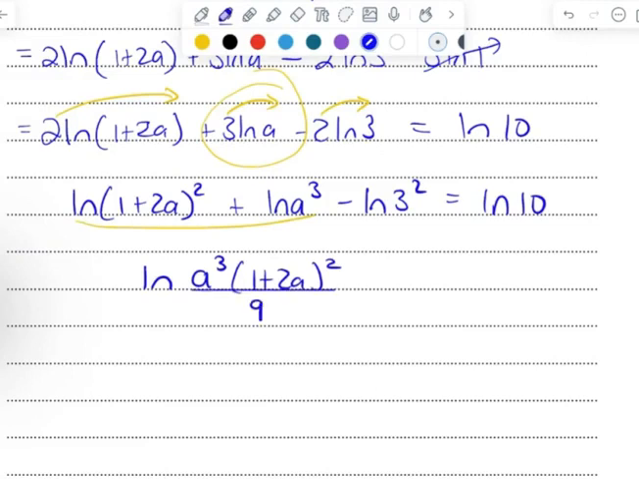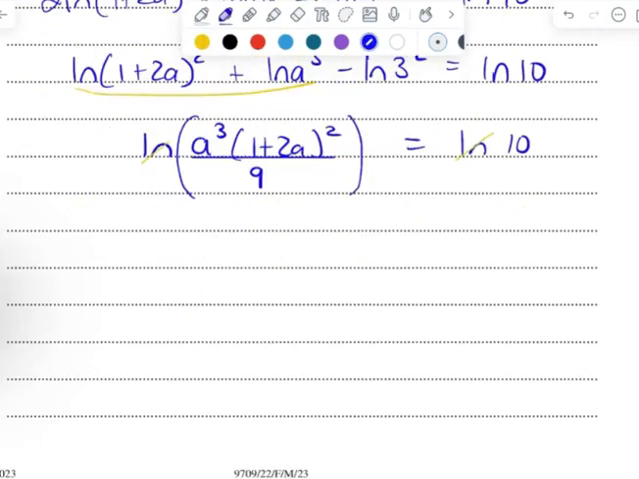So that's 3 to the power of 2 is going to be 9. That whole thing is in a ln, and that's ln 10. Now I've got one ln on each side, so technically I don't really cancel out, but it means that the inside is also equal.